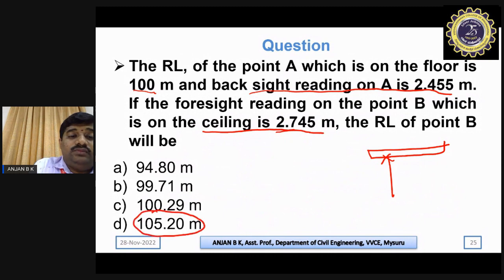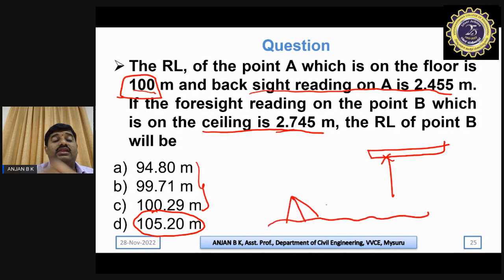You can observe here, these are the readings which are lesser than the RL of A. Assume that you have a dumpy level fixed here, and you are taking reading 1 on point B. This is point A, and 2.455, and you are on the inverted side and you will be measuring this length.